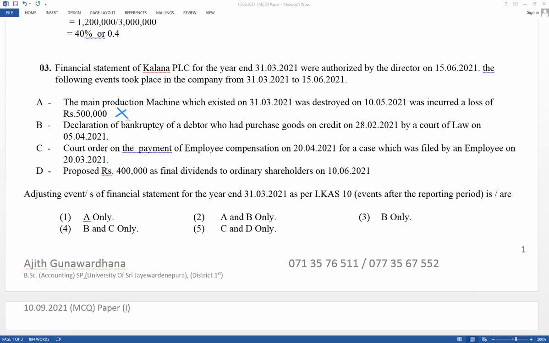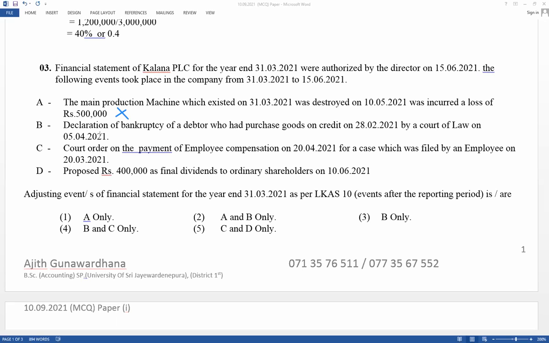Example, debtors became bankrupt. Inventory recognition, NRV lower than the cost value. Decision of the court case has been delivered. Errors occur during the accounting period. After that recognition, those are the normal adjusting events. But flood or fire damage to the assets, decline in the market value of investment, proposed dividends for ordinary shares, those are non-adjusting events.